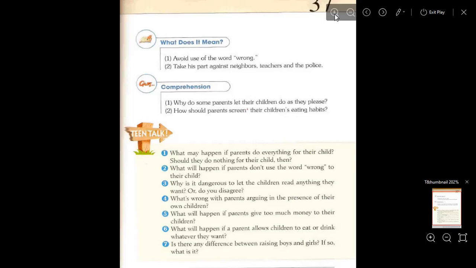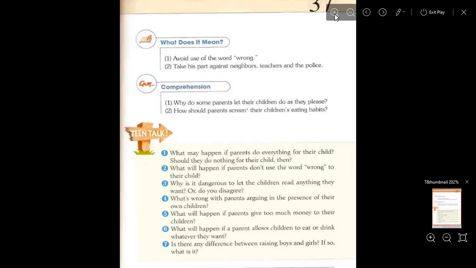Okay. Number two is, wait. What will happen if parents don't use the word wrong to the child? Coming back again, what will happen if parents don't use the word wrong to their child? Should they always use, okay, that's wrong, or that's very wrong, stop it? Is it okay to use the word wrong, or we have to avoid it?